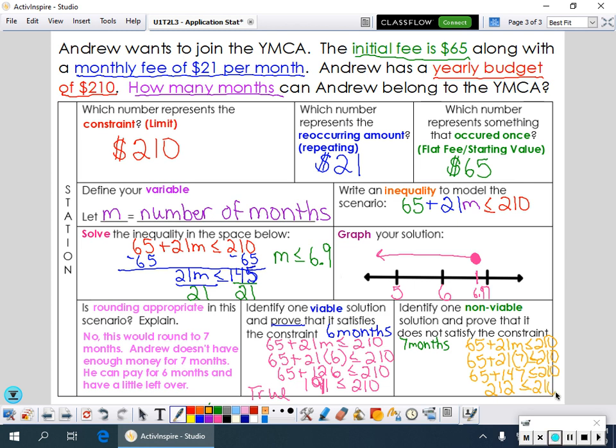Is $212 less than 210? No. So this is not a viable solution. He does not have enough money for 7 months. He almost does. He would need $212, but he only has 210, so this is not viable. Go ahead and do your on your own problem and see if you can figure it out.